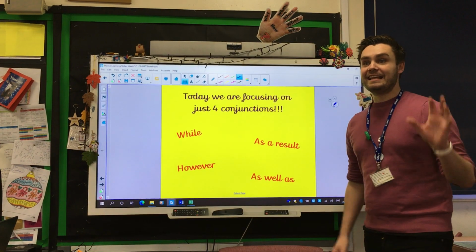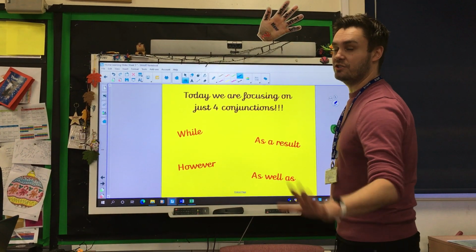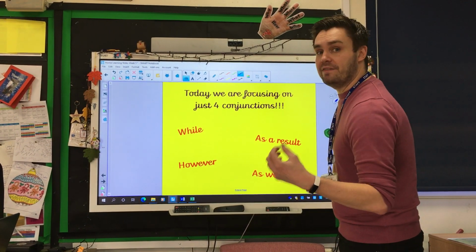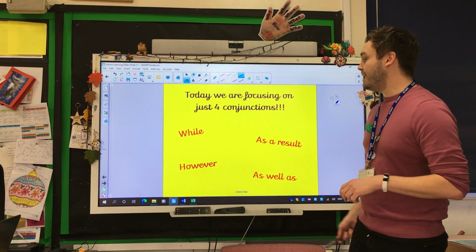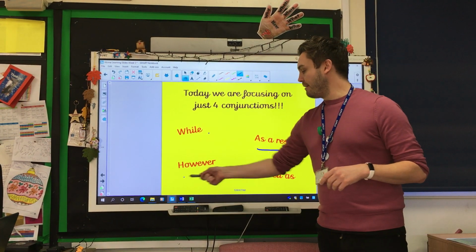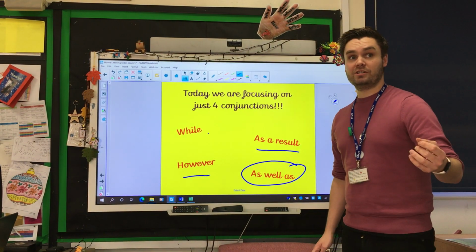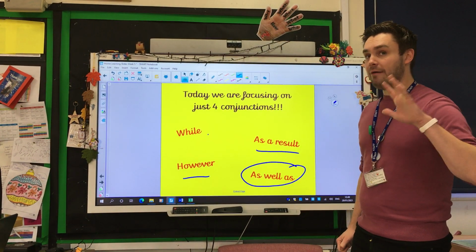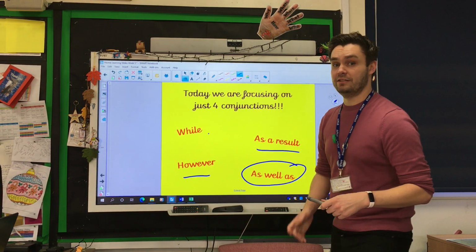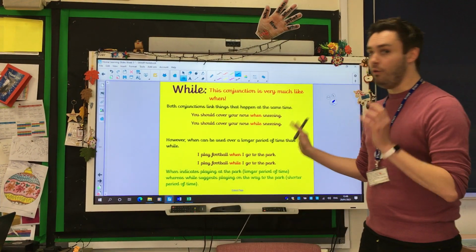So, today we are just going to focus on 4 conjunctions. Just 4. And we're going to really get ourselves confident with these so we can start using these in our writing. We have while, as a result, however, and as well as. Those are our 4 conjunctions we're going to be focusing on. And we need to just understand what these mean in a little bit more detail before we start using them in our writing. So, while.